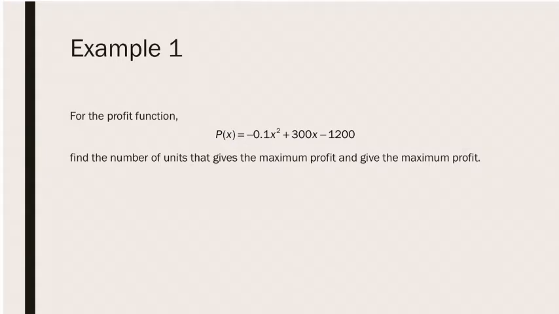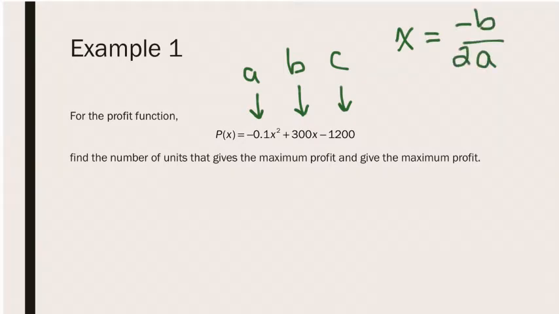So remember, in order to find the vertex, we need to find the x value first and then plug that value into the function to get the y value. Remember that the first coefficient is a, the second coefficient is b, and the third coefficient is the constant c. To find the x value of the vertex, the formula is x equals negative b over 2a.